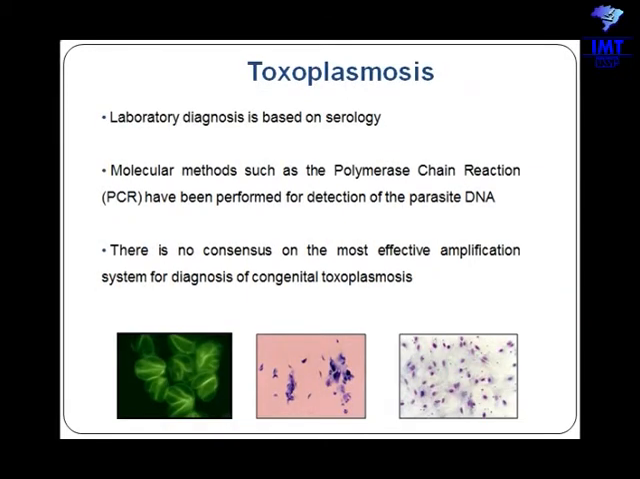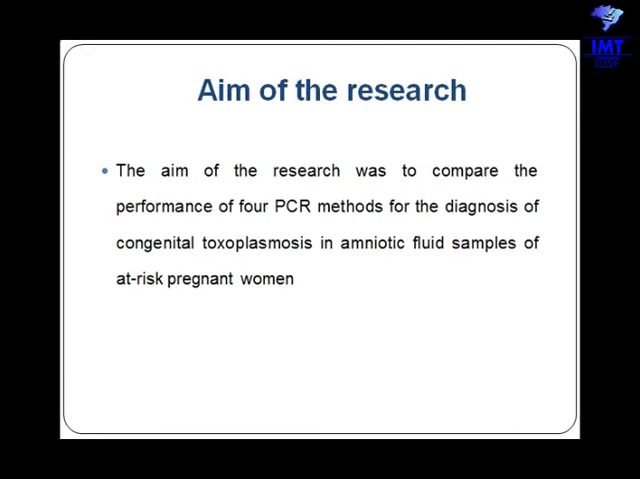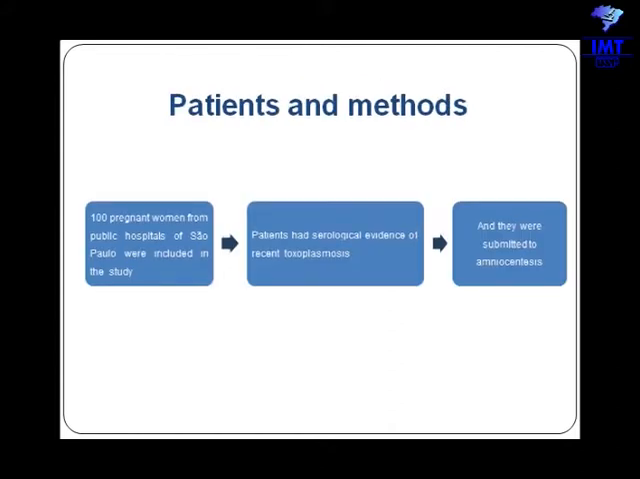Laboratory diagnosis is based on serology. Molecular methods such as polymerase chain reaction (PCR) have been performed for detection of the parasite DNA. There is no consensus on the most effective amplification systems for diagnosis of congenital toxoplasmosis. The aim of the research was to compare the performance of 4 PCR methods for the diagnosis of congenital toxoplasmosis in amniotic fluid samples of at-risk pregnant women.